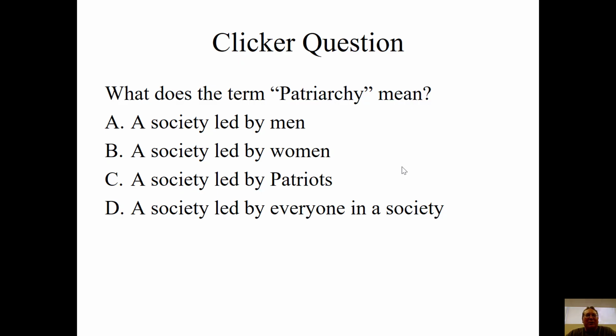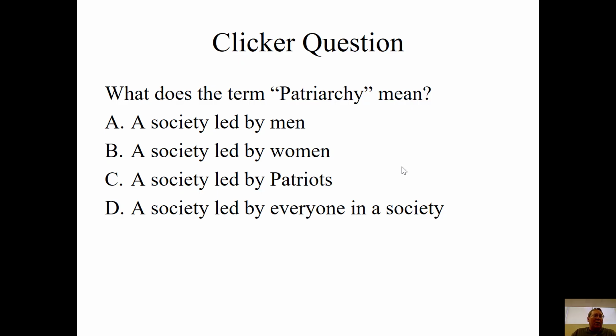We're not talking about patriots here. We're not talking about an egalitarian society. And for Southerners, it is a society where men dominate. The men are the leaders. The men are the ones that make the decisions. Men are the ones at the core of all of this.